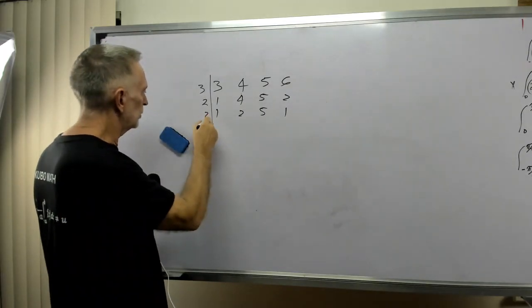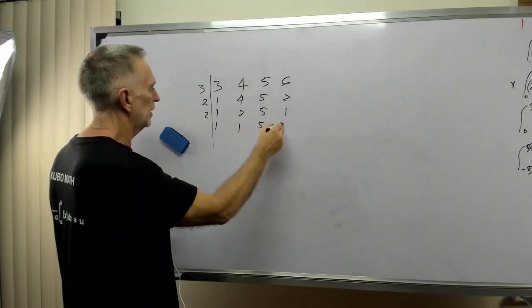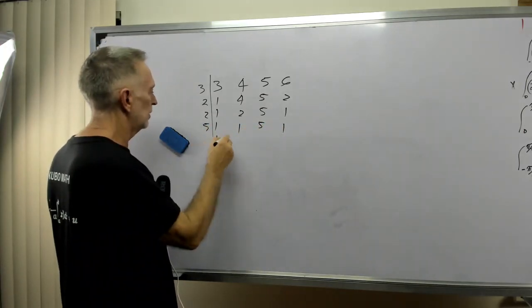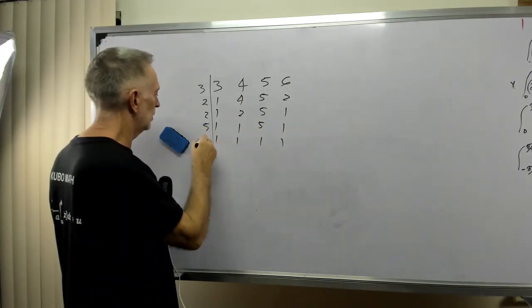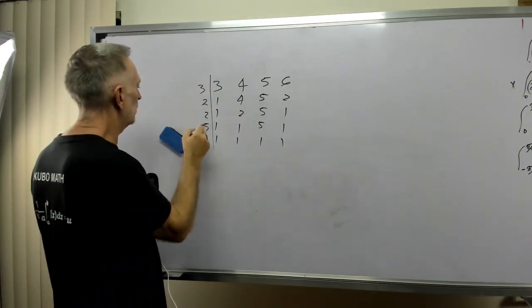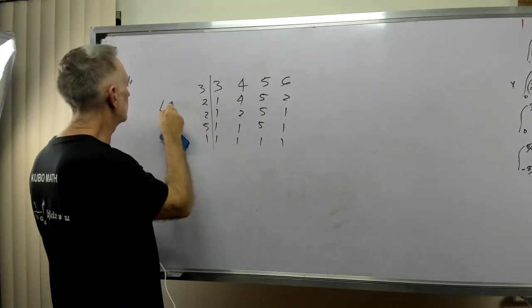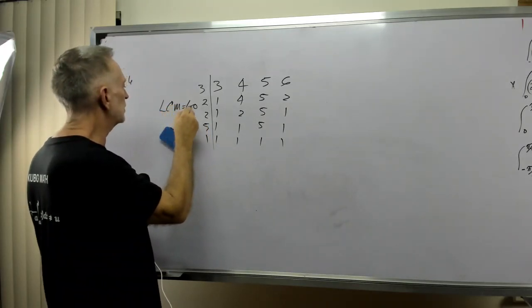All right, let me do a 2 again. Get rid of that 2. Bring the 5 down, 1 down, 5. 1, 1, 1, 1. Bring a 1 over. All right, 5 times 3 is 15. 15 times 4 is 60. So my least common multiple equals 60.